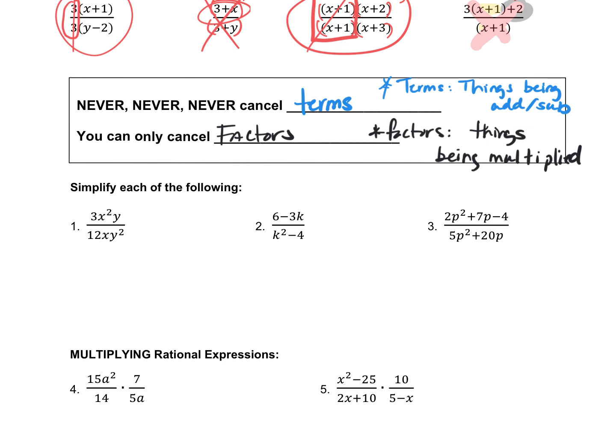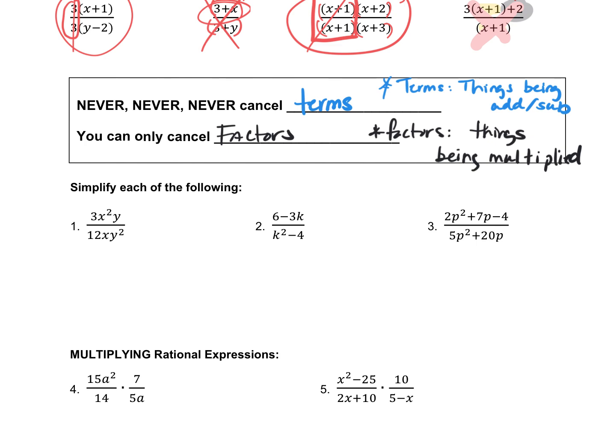So let's look at each of these down here, 1 through 3. We'll start with number 1, and we're going to look at what we have, okay? I want to know, can I simplify these? Can I cancel? Yes or no? And I can cancel because the only thing that I see between them is multiplication. There is no factoring happening, so therefore it is okay to cancel.